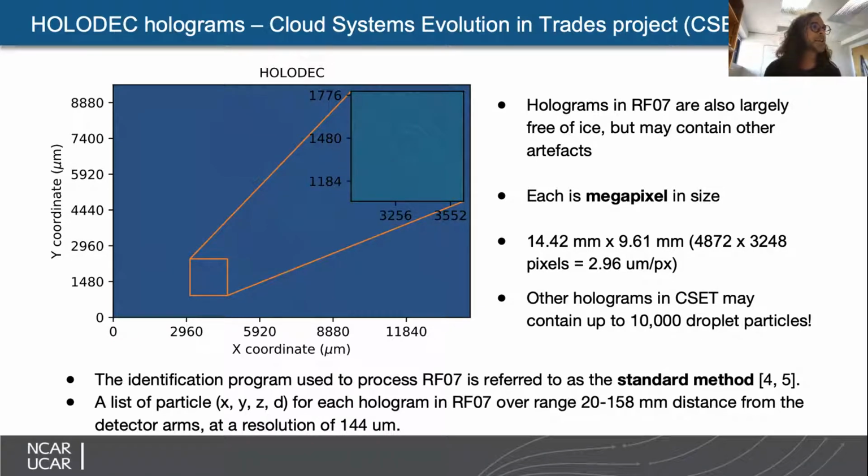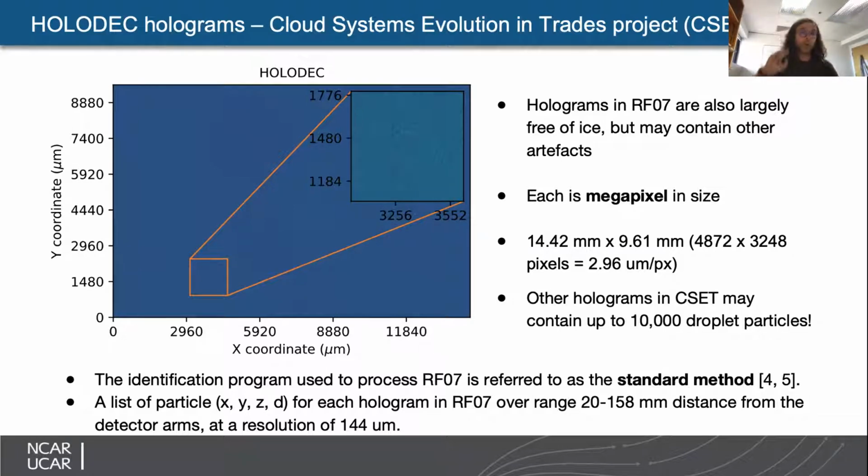And in this particular example here, most of the holograms that we're going to look at only contained up to a couple hundred particles, but there's lots of other examples in the CSET that have a very broad range of particles, some that even contain up to 10,000 particles per hologram.